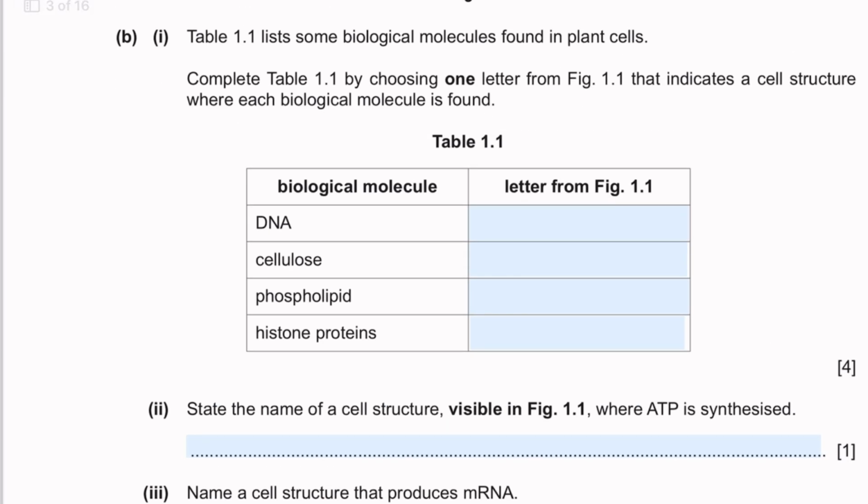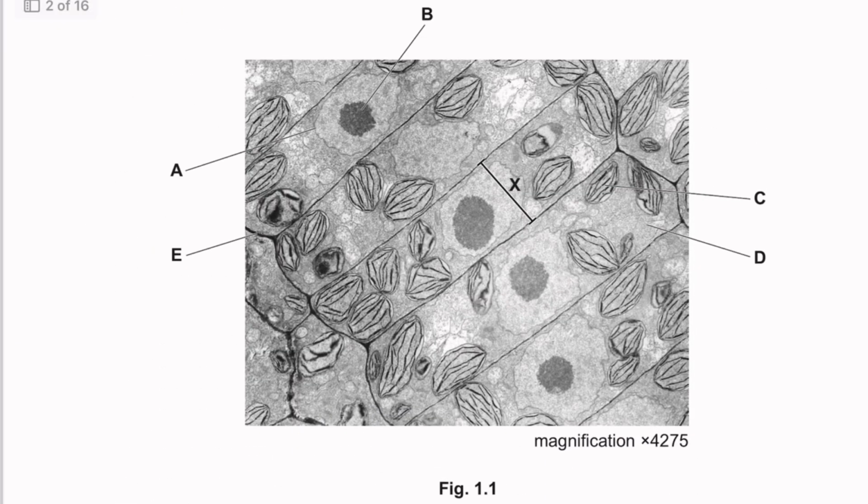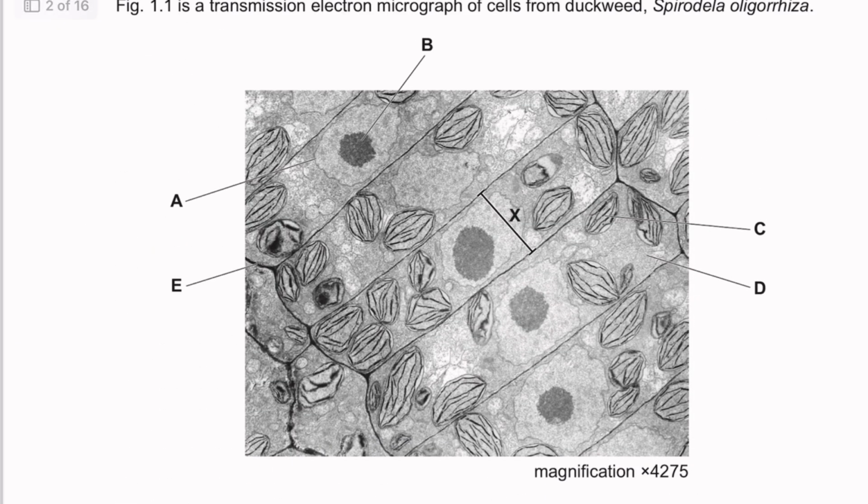Part B, however, talks about table 1.1, which lists some biological molecules found in plant cells. Complete table 1.1 by choosing one letter from figure 1.1 that indicates a cell structure where biological molecules are found. Okay, so this is about chapter 2. So if you're looking for classified questions for chapter 2, this is one for you. Biological molecule, DNA. Where is DNA found? It's common knowledge that DNA is found in the nucleus, but it's also found elsewhere. So here we have B, where DNA is found in the nucleolus, and that's true.